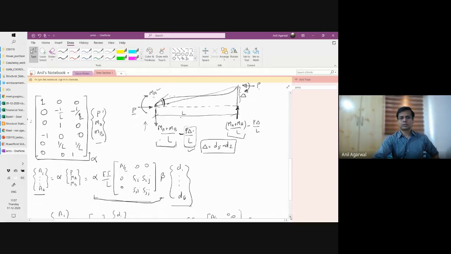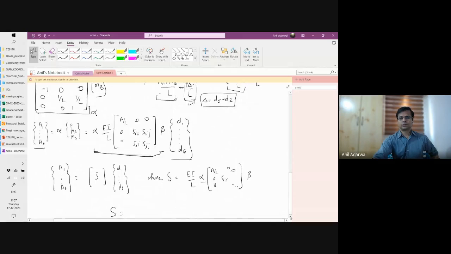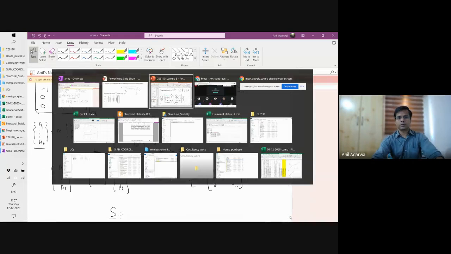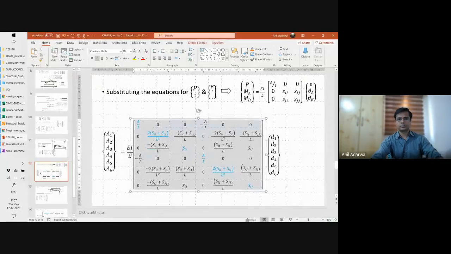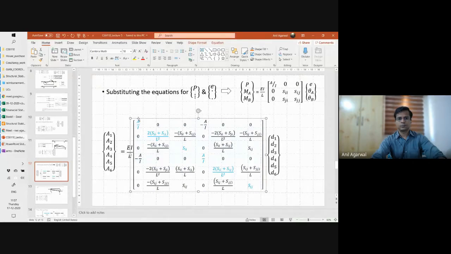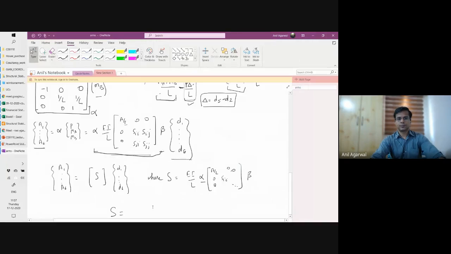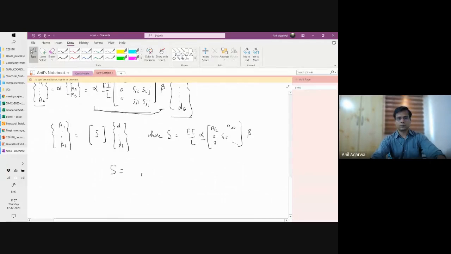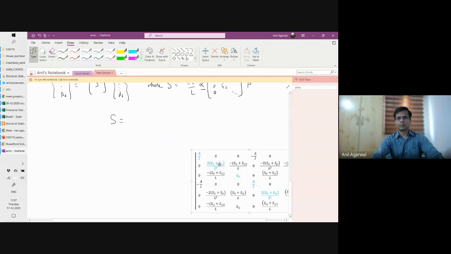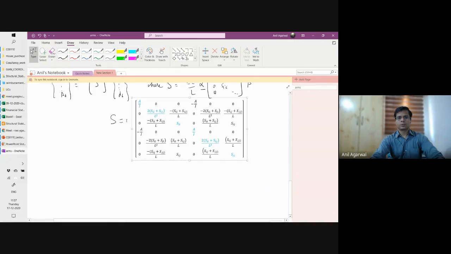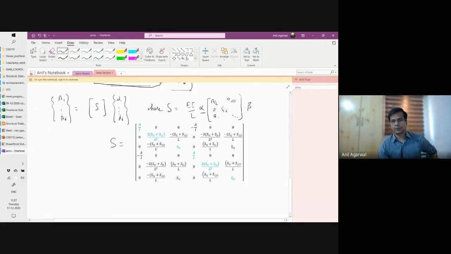So this is, let me copy paste that S matrix here. Let me see if I can do that. So this is my S matrix. This is without the sway.